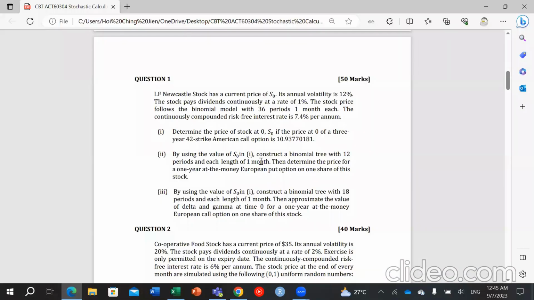So the first part is done. For question 1ii, by using the value of S0 in 1i, construct a binomial tree with 12 periods, and then we determine the price for a 1 year at the money European put option. At the money means the S0 value is equal to the strike price. What's the difference between European and American? The European option can only be exercised at the end of the maturity, but for an American option, we can exercise at any time to secure the profit.